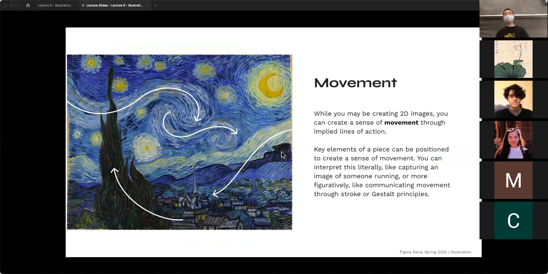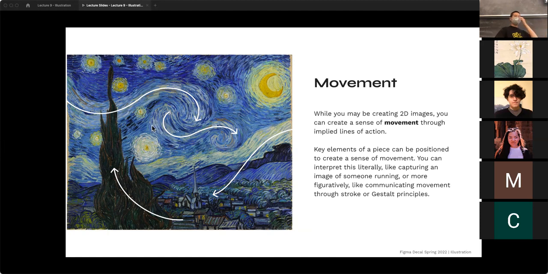So next is movement. While you're creating a lot of images rather than GIFs or animations, you can create a sense of movement by having these implied lines of action. Key elements of a piece can be positioned to create movement. You can interpret it literally, like if you take a photo of somebody running and there is motion blur and they're clearly in this stance, you know they are moving. But you can also do it figuratively, through strokes or through gestalt principles.